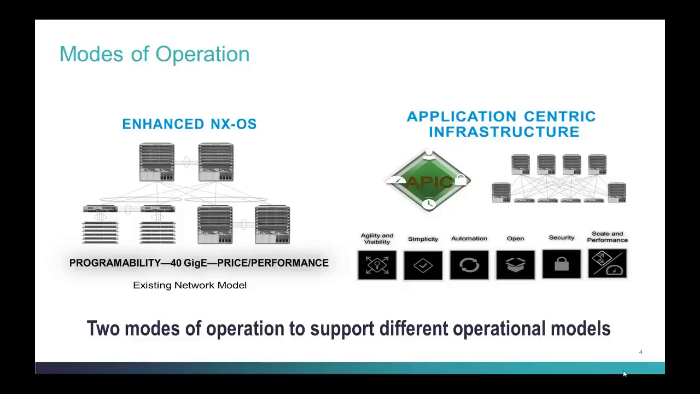One mode of operation on the Nexus 9000 is enhanced Nexus. That's pretty much the equivalent of what we run today on the Nexus 7000, Nexus 5000, 3000, etc. It includes all the features we're familiar with, like VPC, spanning tree, routing. It's pretty much a Swiss Army knife in terms of all the different things it can do, like we know we can on the 7K. Now the other mode is ACI mode. It can either run on one mode or the other, not at the same time, so it's mutually exclusive.